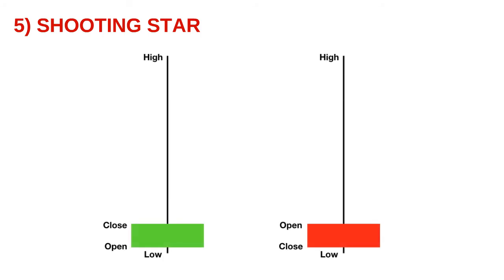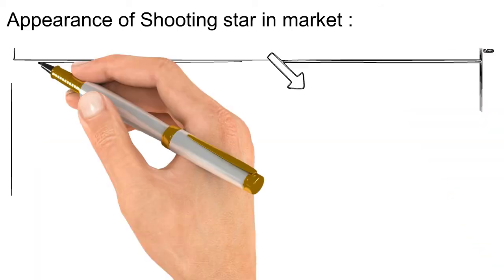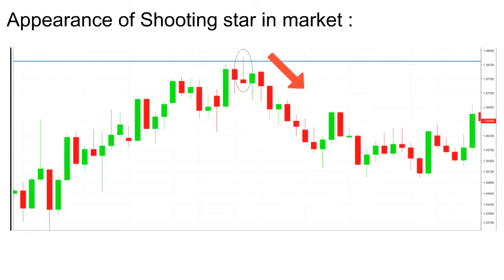Fifth type is shooting star. Unlike hammer, it has a long upper shadow. The length of the shadow is at least twice the length of the body. Usually, if the shooting star is red, then it is more reliable. The thought process behind this is that the prior trend should be bullish. So when the shooting star is formed at the upper end, a new high is formed.